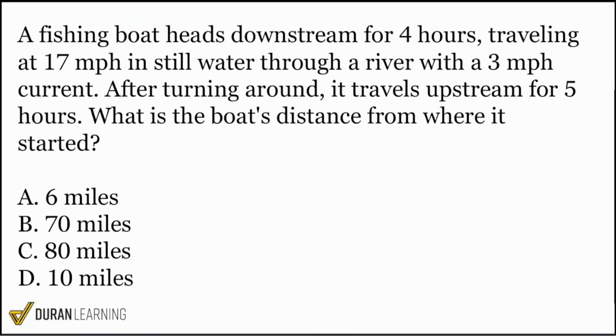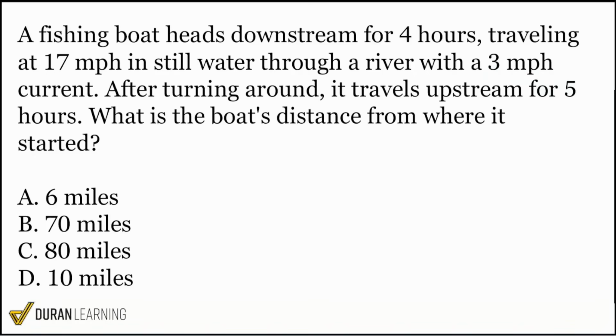It says, a fishing boat heads downstream for 4 hours, traveling at 17 miles per hour in still water through a river with 3 mile per hour currents. So let's read that again just to make sure you understand what's going on. If this were still water, this fishing boat would be going 17 miles per hour. But there is a current of 3 miles per hour.